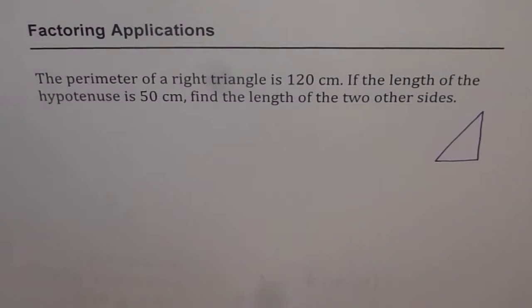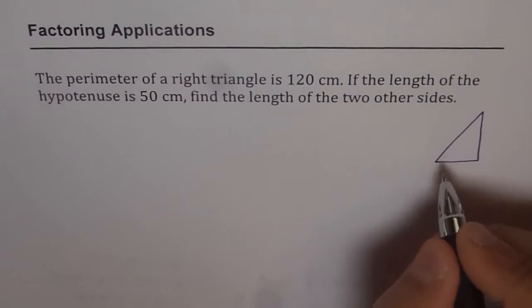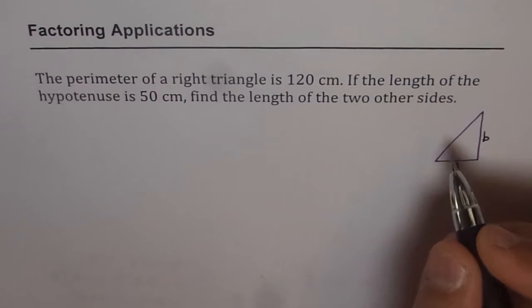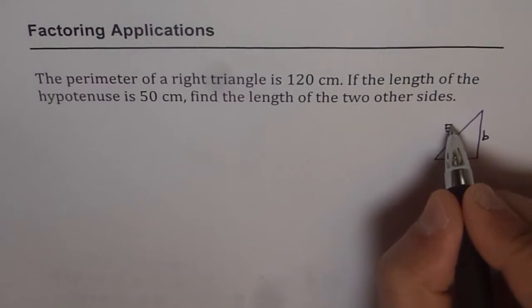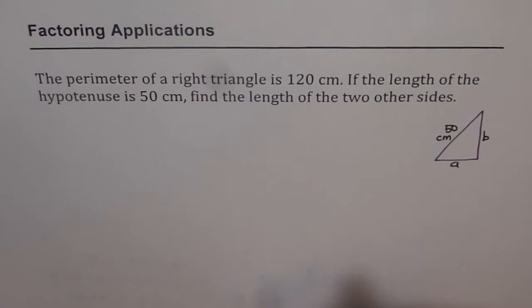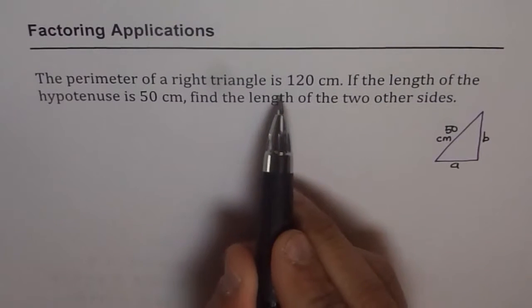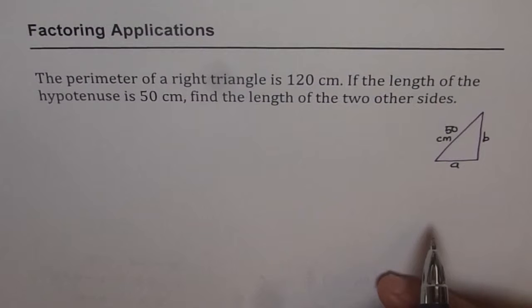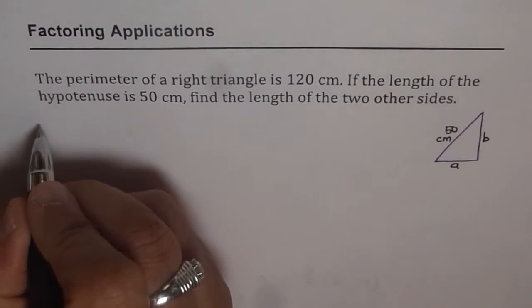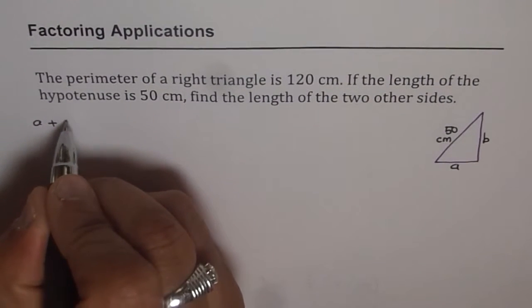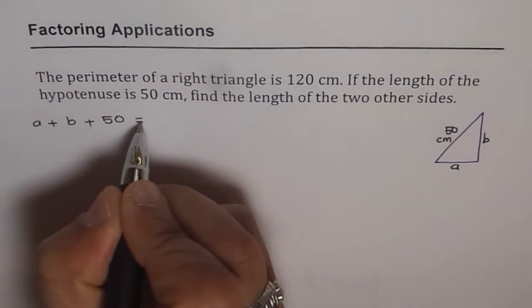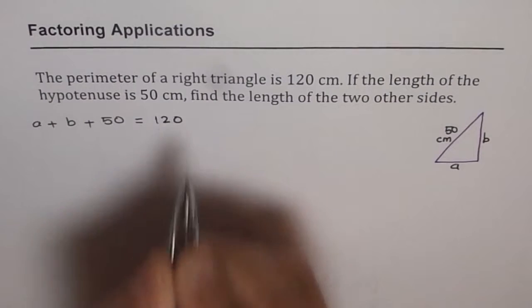And let the sides of this triangle be A and B. This is A and this is B. And we have hypotenuse of 50 centimeters. So this is 50 centimeter for us. When we say that the perimeter is 120 centimeter, that means sum of these three sides is 120 centimeter, correct? So we get our equation as A plus B plus 50 equals to 120 centimeter, right?